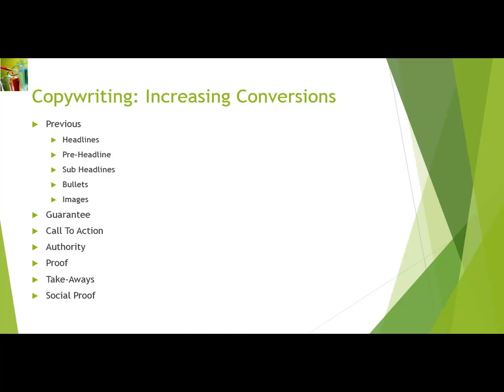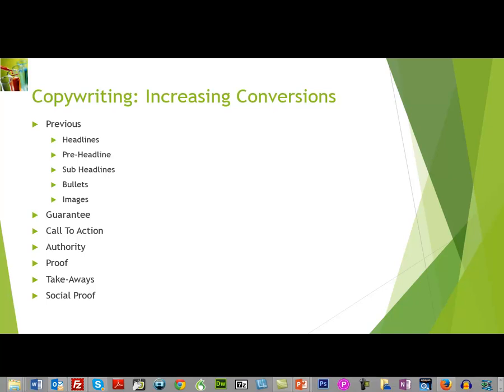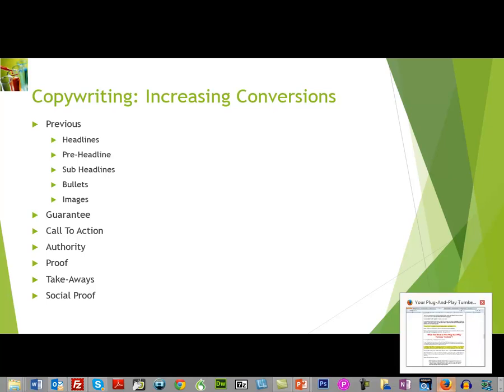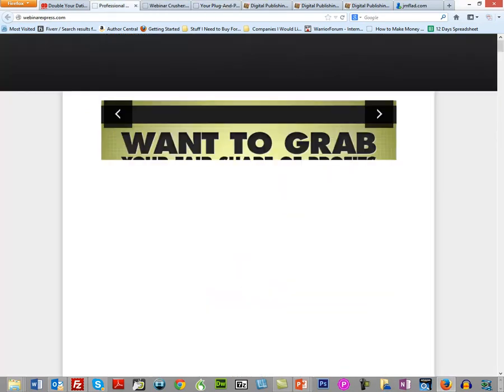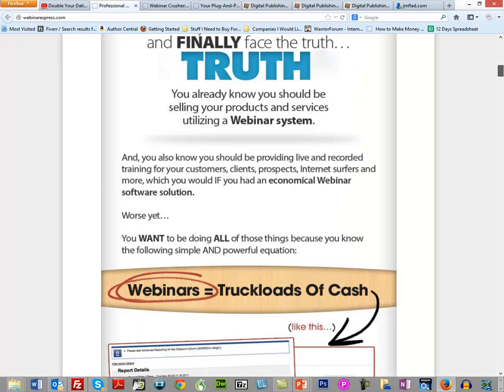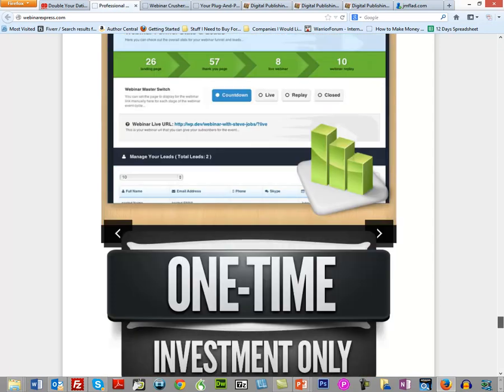Now, let's take a look at some of the marketers and see how these things play out in their copy. Okay, now one of the things that we talked about was a guarantee. I'm going to show you what Mark Thompson does here.